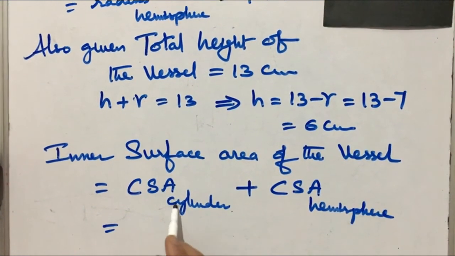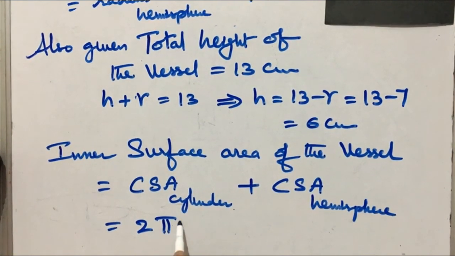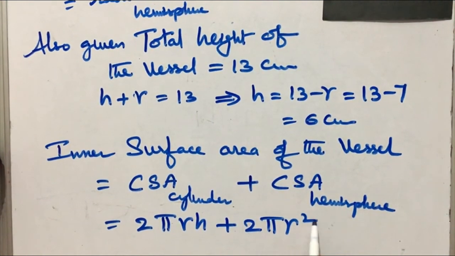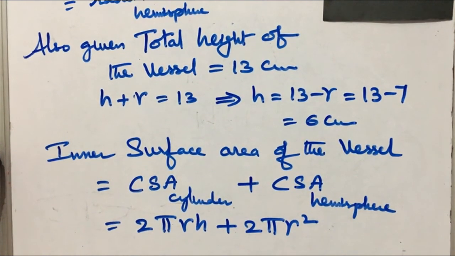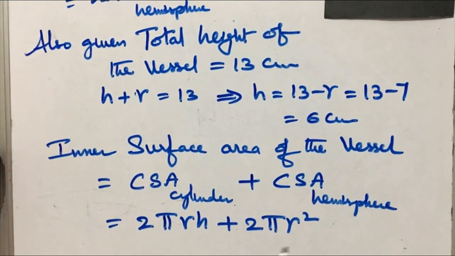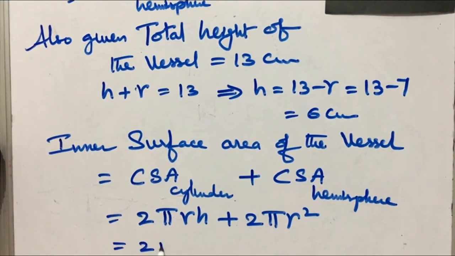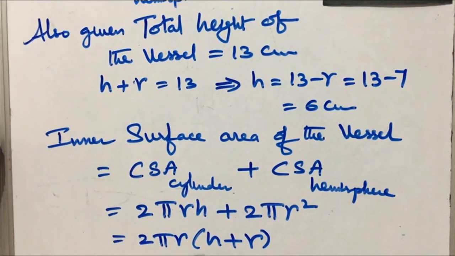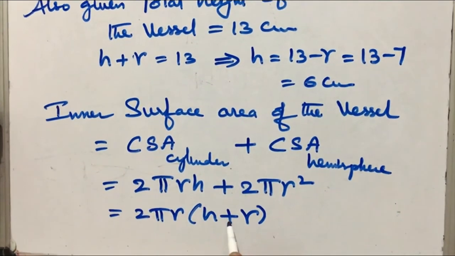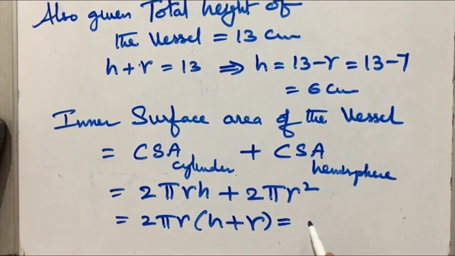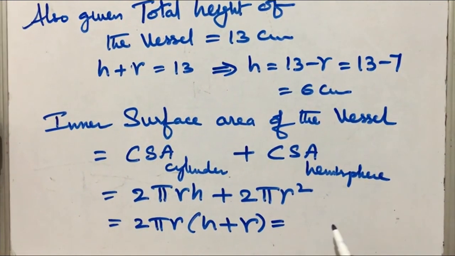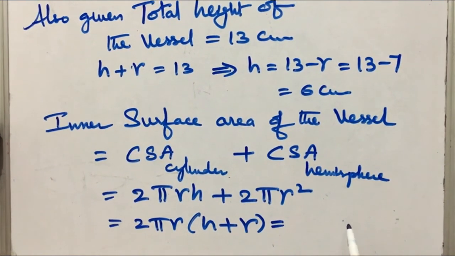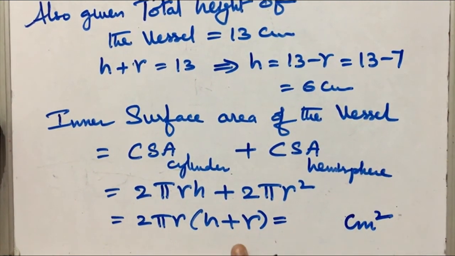It is nothing but 2 pi rh plus 2 pi r square. As the base radius for both the cylindrical part and the hemispherical part is the same, you can take 2 pi r in common. So, h plus r. When you simplify this after substituting the r and h values, you are going to get the inner surface area of the vessel at the end. The answer must be represented in square units, that is, so many square centimeters.